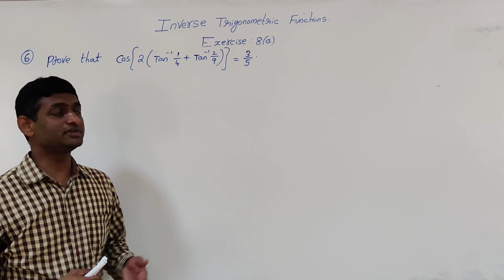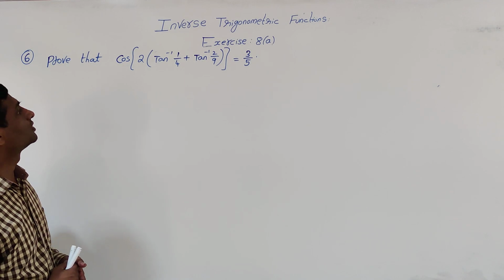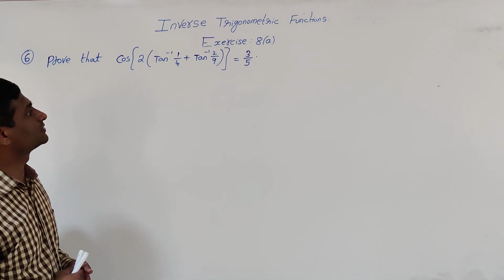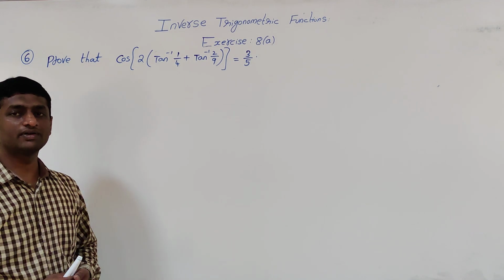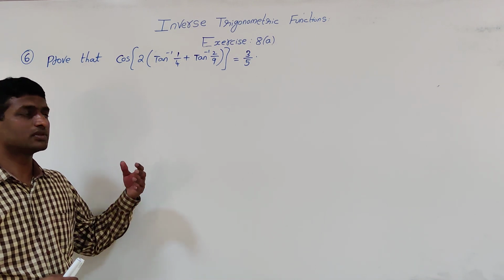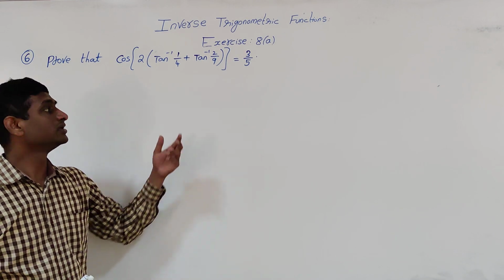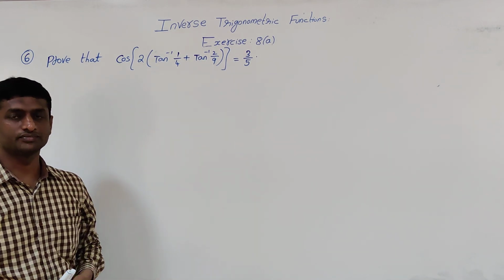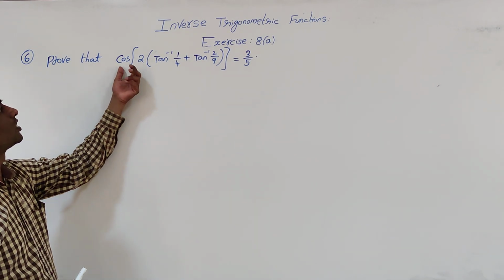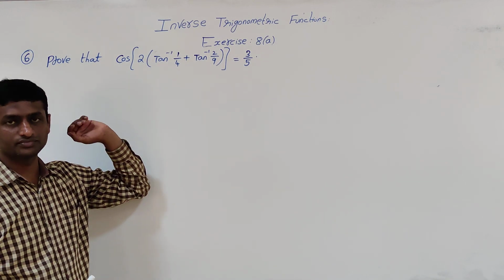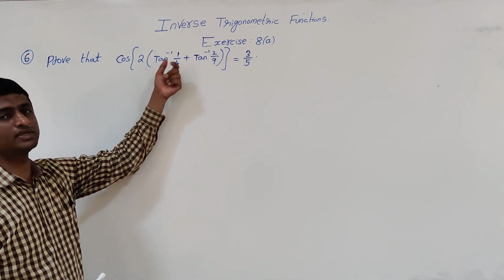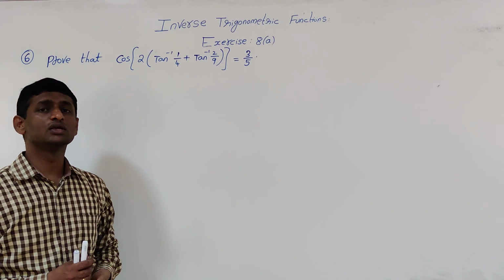So the next problem is, prove that cos of 2 times tan inverse of 1 by 4 plus tan inverse of 2 by 9 is equal to 3 by 5. The first method is, assume that tan inverse of 1 by 4 is alpha, tan inverse of 2 by 9 is beta. So it becomes cos of 2 times alpha plus beta, that is cos of 2 alpha plus 2 beta, and you can expand the cos of a plus b.